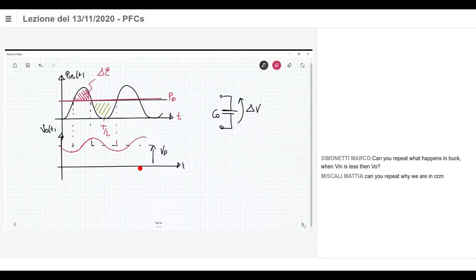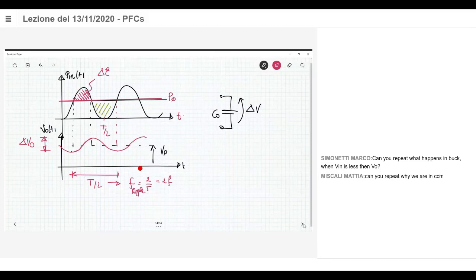You have a ripple across the output capacitor, delta V naught. The ripple has a frequency, and the frequency of this ripple is exactly two times F. So if the input frequency is 50 Hz, you can have 100 Hz at the output. Okay, so very low frequency.